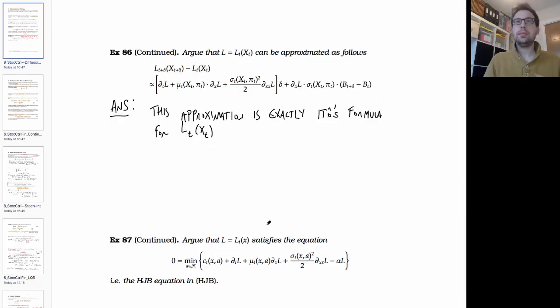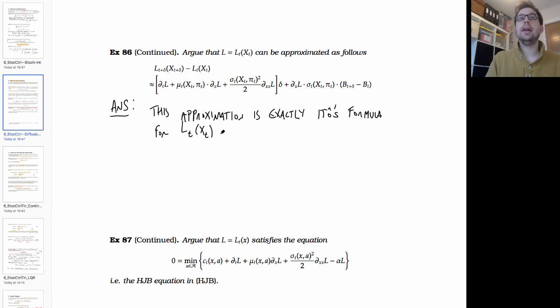So this approximation is exactly Ito's formula for L of t of x of t, as given in exercise 78, for example. You can go through the steps exactly as before, do that Taylor expansion, and you'll arrive at this approximation.